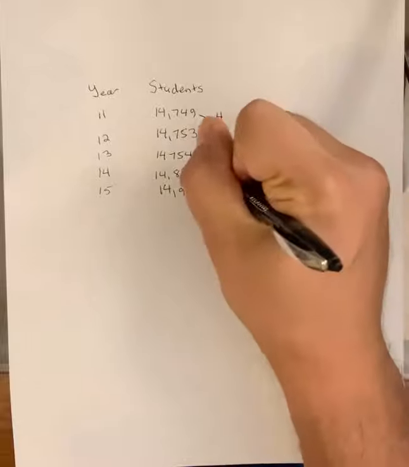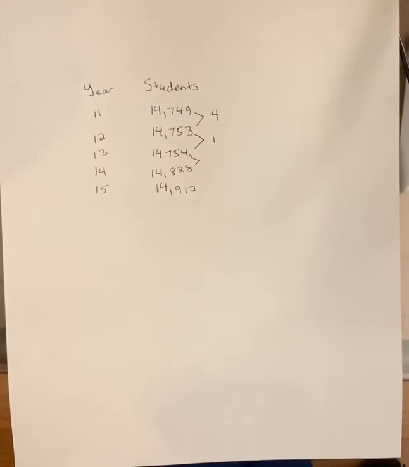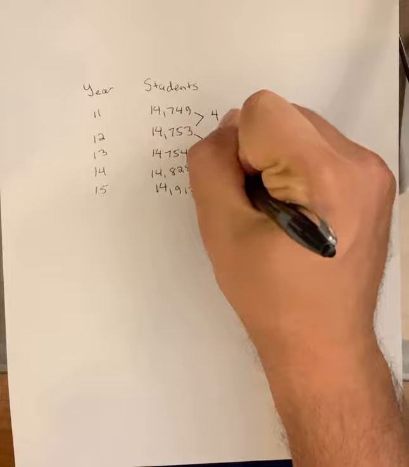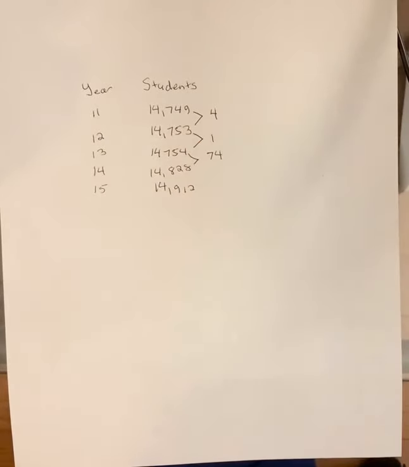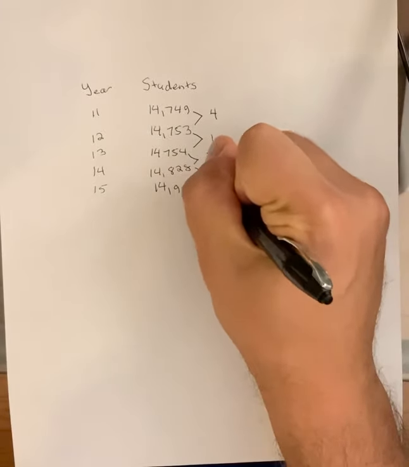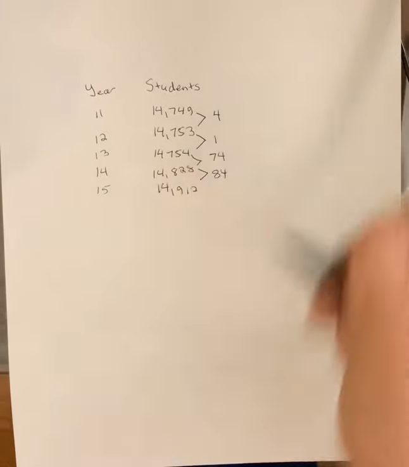Here, I'm going to use a calculator to subtract. Just type in 14,828 minus 14,754, and I got 74,000. And then here, 14,912 minus 14,828. And I got, it's increasing by 84,000.